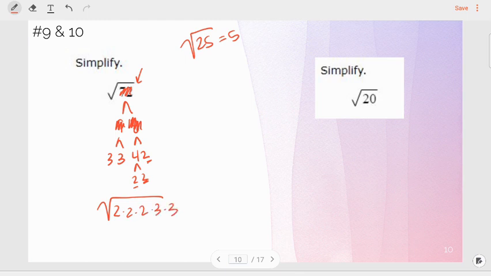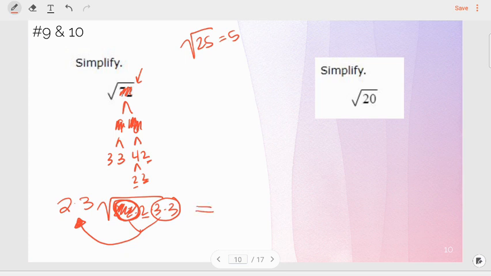So how do I find my final answer? Remember, perfect squares are two numbers multiplied together, the same two numbers multiplied. So 2 times 2 and 3 times 3, these are my perfect squares, and they're going to come out front. The perfect square of 2 is going to come out front, and the perfect square of 3. This remaining 2 stays on the inside because it doesn't have a partner.